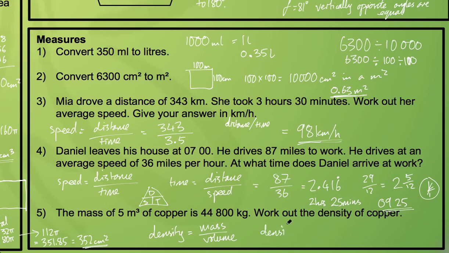So we get density equals a mass of 5. No, it's not. The volume is 5. Sorry, the mass is 44,800 divided by the volume, obviously, in meters cubed. So that gives me 8,960 kilograms per meter cubed. Just check the units, kilograms divided by meters cubed. And that's the density of that. Okay, that's the end of the space, shape and measure worksheet.